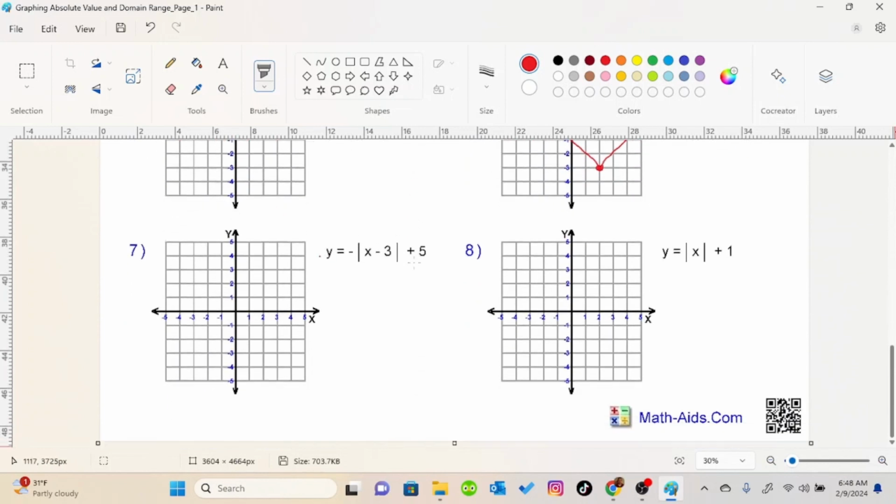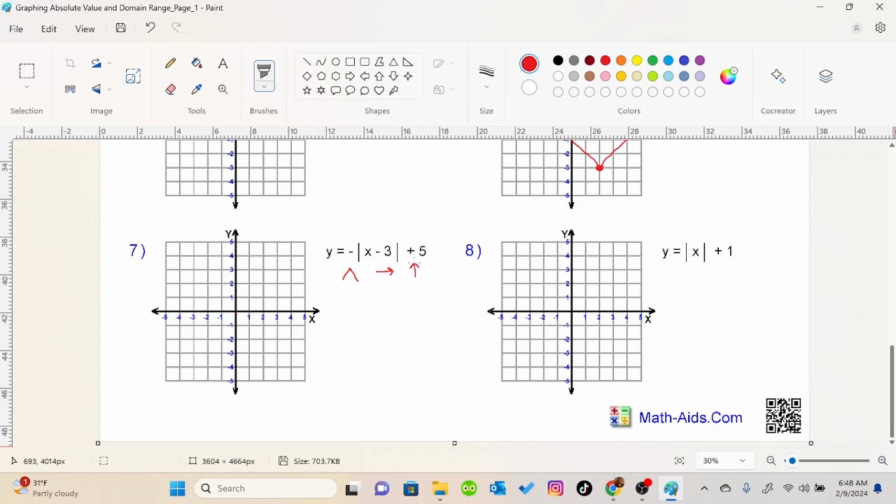Number 7, we have a negative in front of the absolute value symbol. So that tells us this graph opens downward. We have x minus 3 inside the absolute value symbols. That tells us to shift right 3. And we have plus 5 outside the absolute value symbols. That tells us to shift up 5.